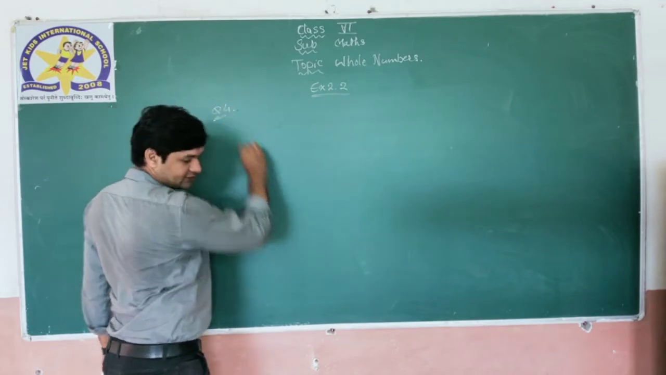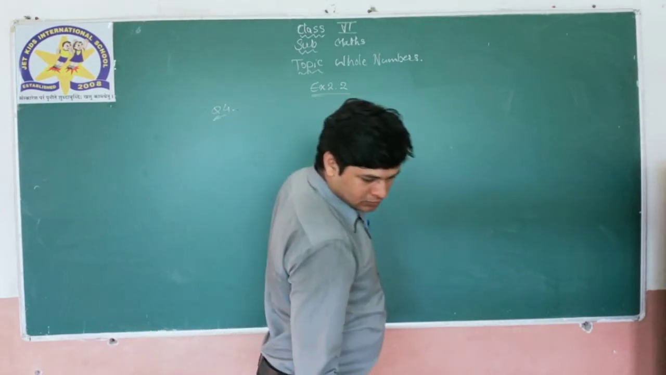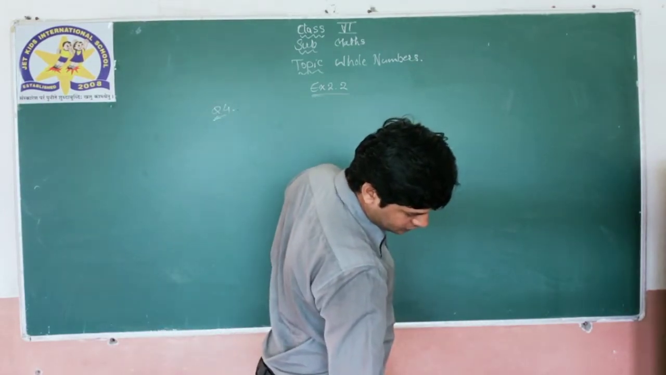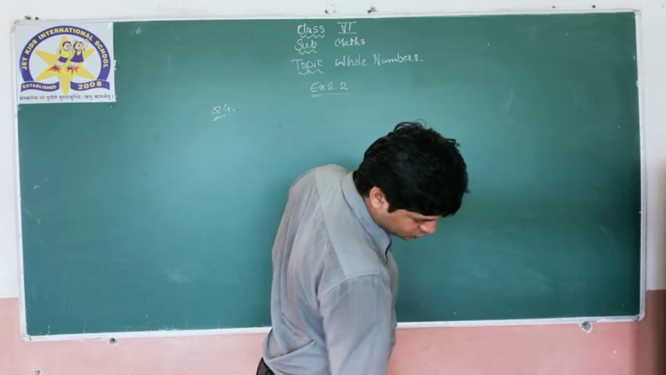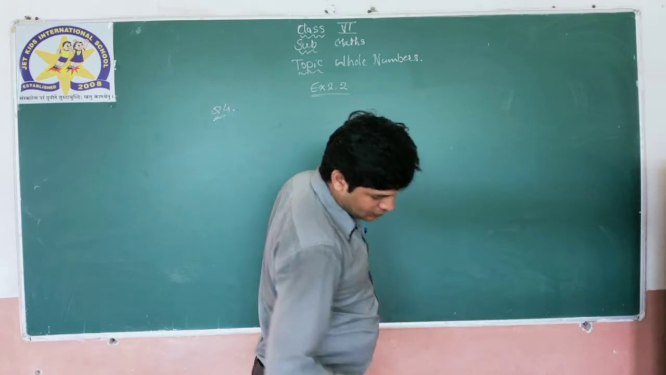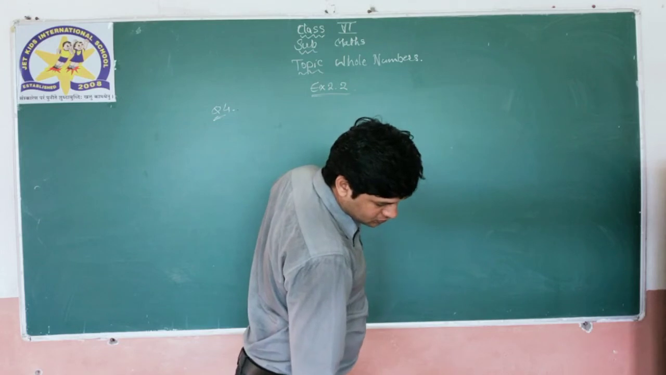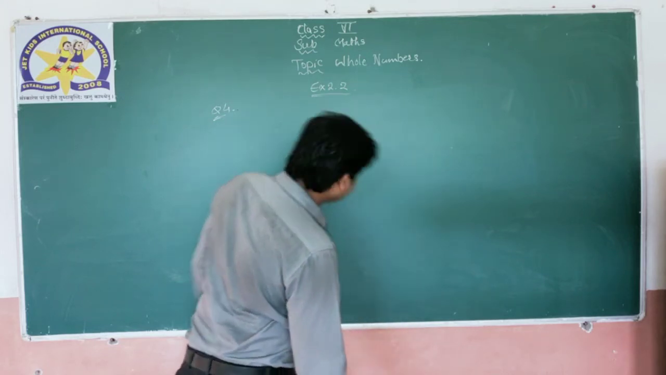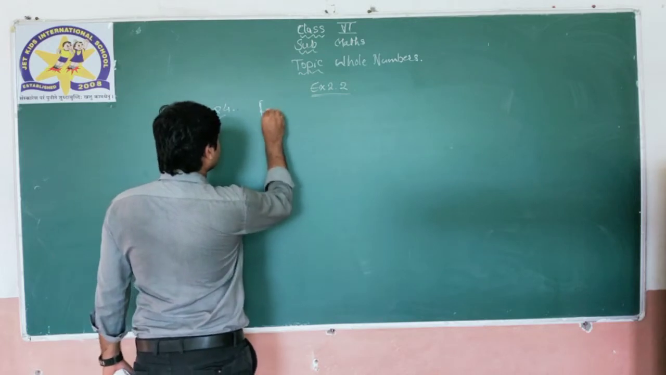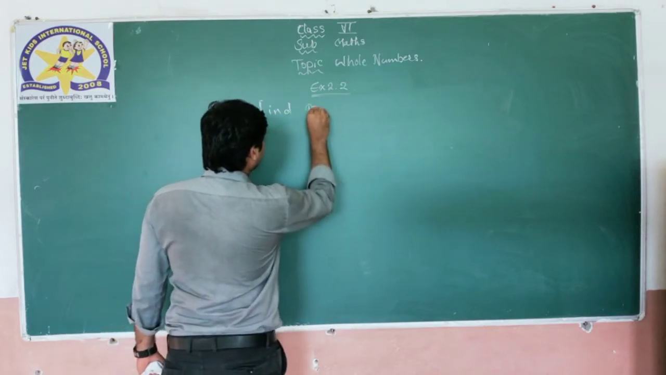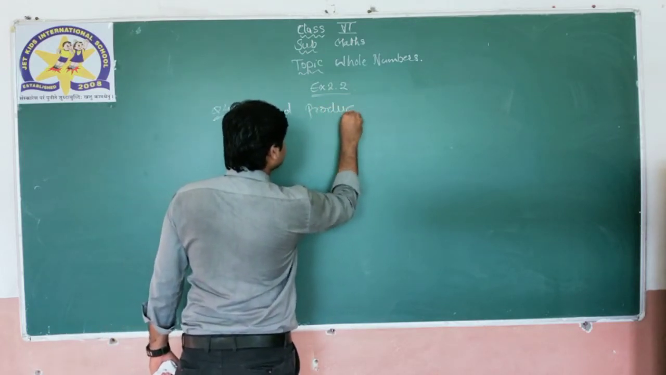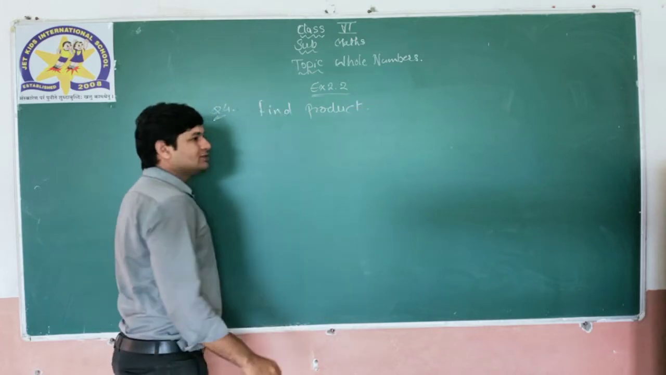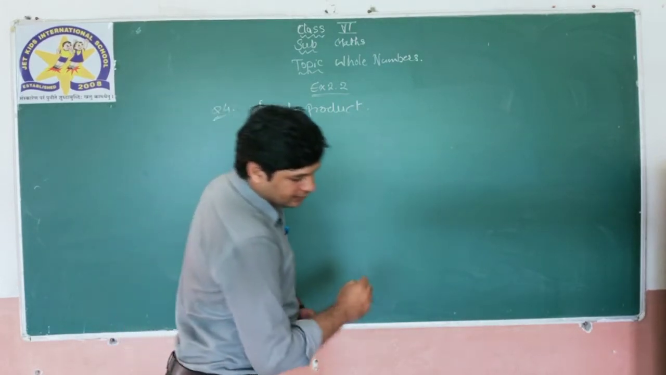So question number 4 is about finding the product using suitable rearrangement. Suitable properties you have to find. Find the product by suitable properties. Clear?